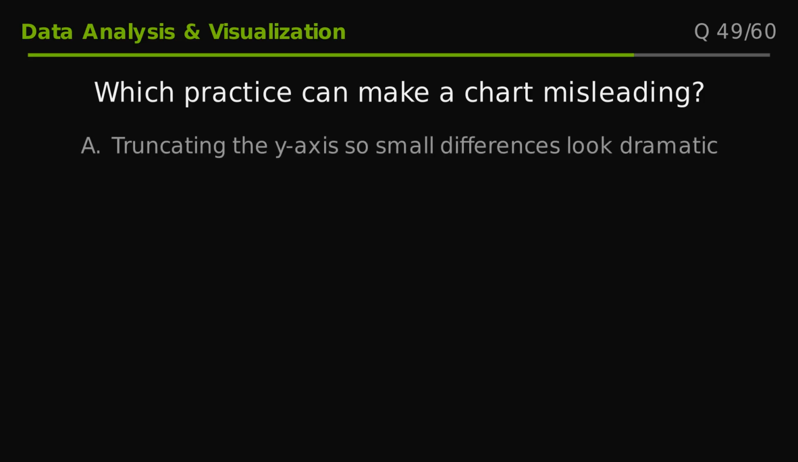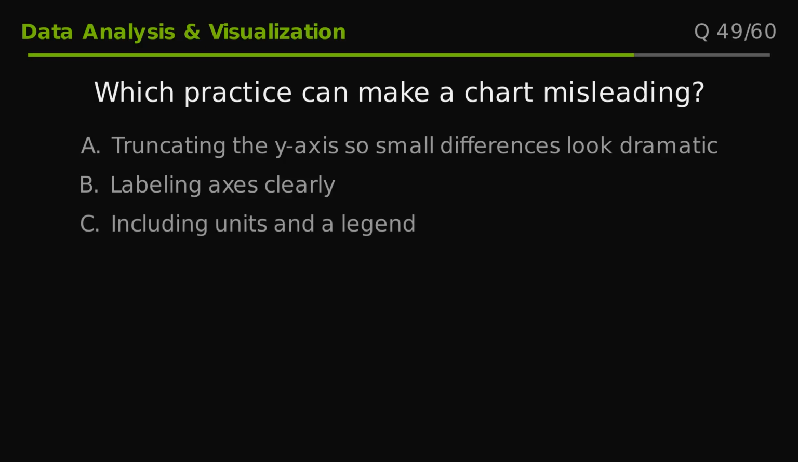Question 49. Which practice can make a chart misleading? Option A. Truncating the y-axis so small differences look dramatic. Option B. Labeling axes clearly. Option C. Including units and a legend. Option D. Using an appropriate chart type.